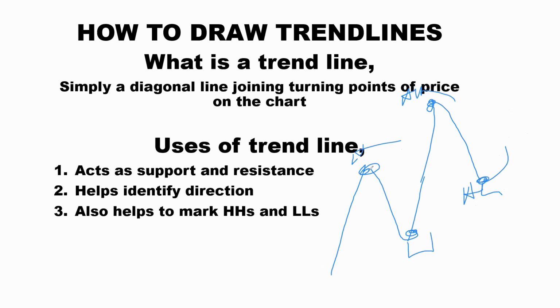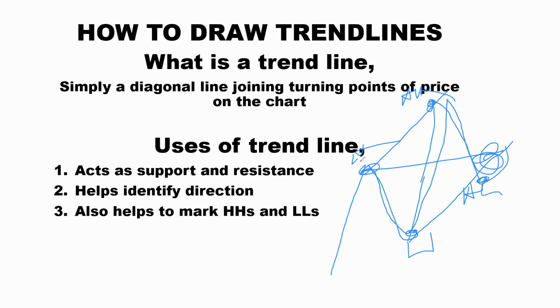Now, how do you know that the market is creating higher highs and higher lows? You can either use support, the horizontal levels, or you can use a trend line. So these trend lines can tell you that actually the market is making higher highs and higher lows, and you can know the direction of the market. Hope we're following. Then it also helps us in marking higher highs and lower lows, or lower highs.